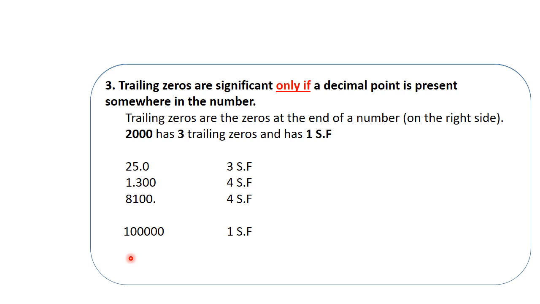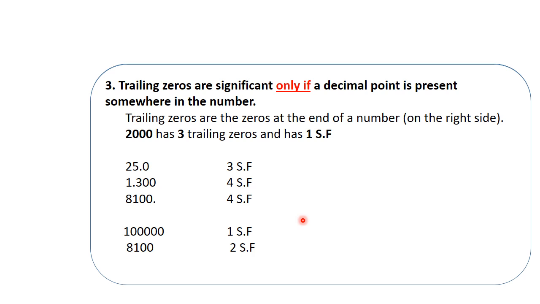And the last one is 100,000. So 100,000 has no point anywhere, no visible point. We're talking about a visible decimal point. So it has no visible decimal point. Therefore, this one has 1 significant figure. But in reality, there is an invisible point here. But the fact that it has not been included means these zeros here are not significant. So this one has 1 significant figure. So be careful with that.